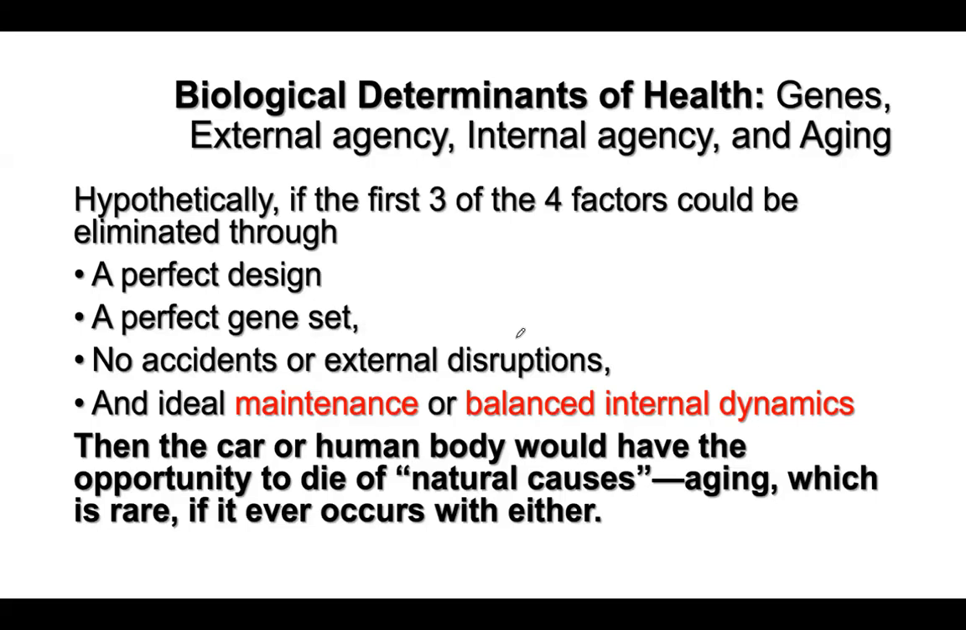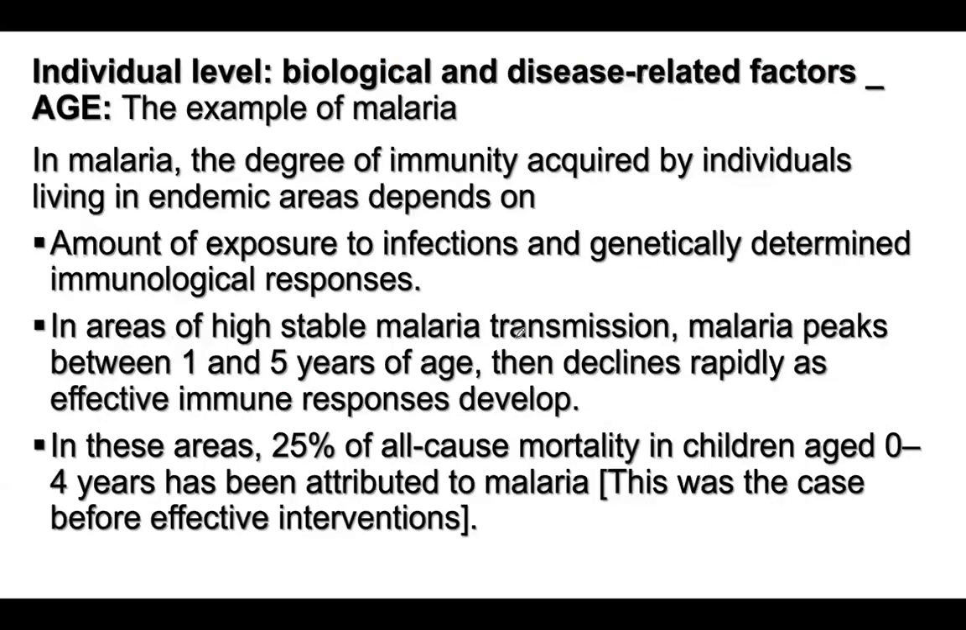Now there's ongoing research into how we prolong aging. For example, telomeres in the genetic component: these are genetic materials that wear off and cause aging, and the aim is to prevent that so that people could live longer. So if you're able to control the first three, you can have a perfect life and die of natural causes, like aging, where your body just doesn't work anymore. But at the individual level, there are biological and disease-related factors, for example, malaria. So let's talk about age, looking at age specifically as a biological factor at an individual level.